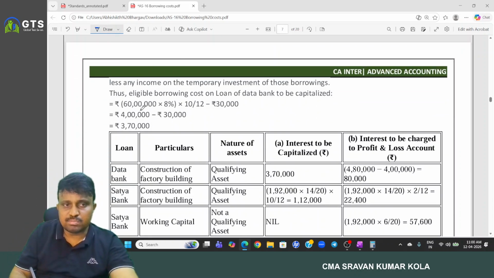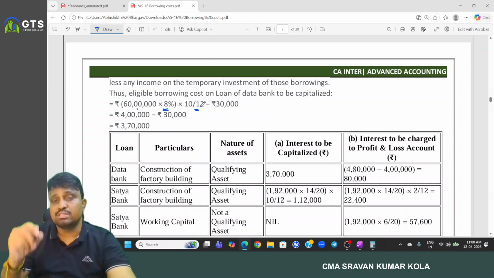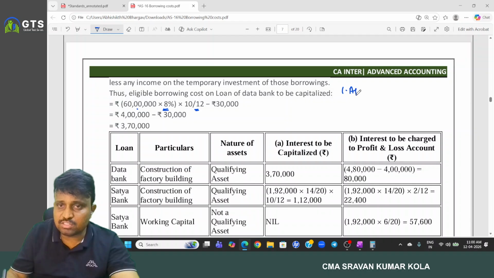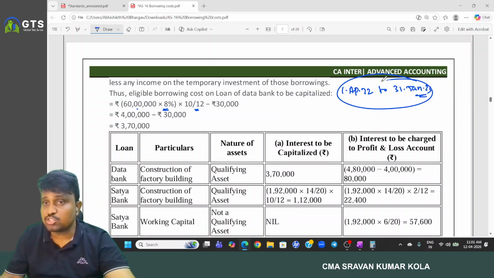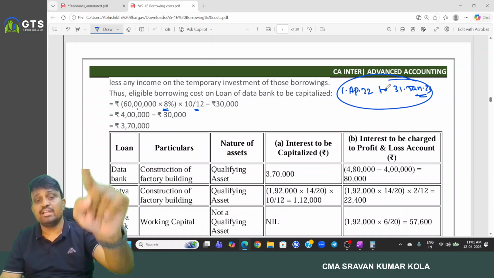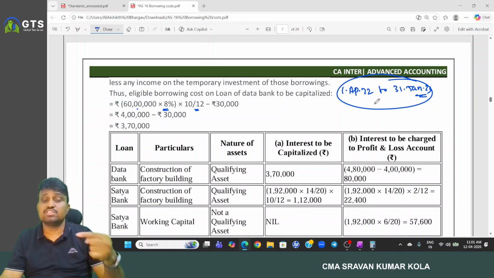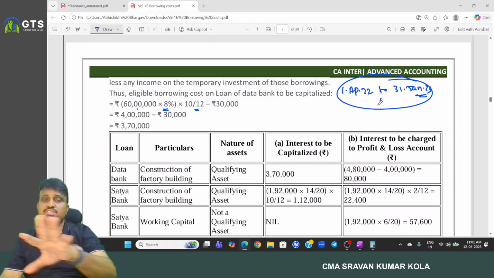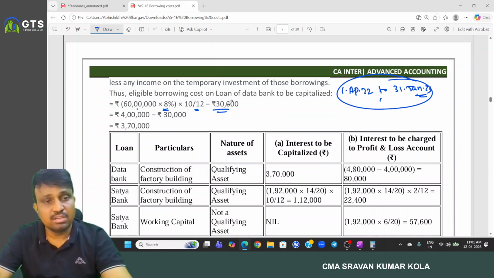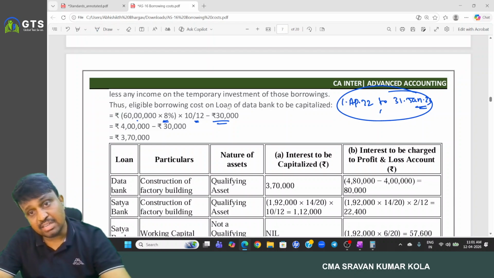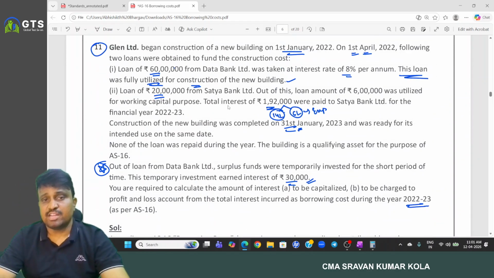So in case of Data Bank Limited, 60 lakh into 8% into 10 by 12. What is the 10 by 12? We have to consider 1st April 22 to 31st January 23 only, because the construction is over by 31st January. Even though it is a shorter period, the problem says clearly it is covered under the qualifying asset definition as per AS-16. So 10 by 12, minus temporary investment income. The total is 3,70,000, and this is specifically used for construction of the building only. Completely covered. Then the remaining is 1,92,000.